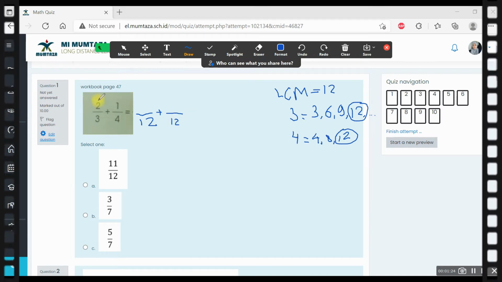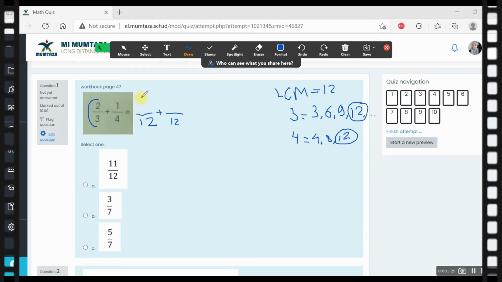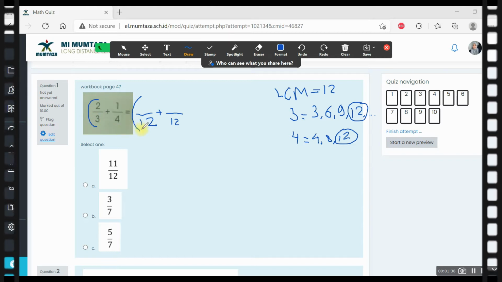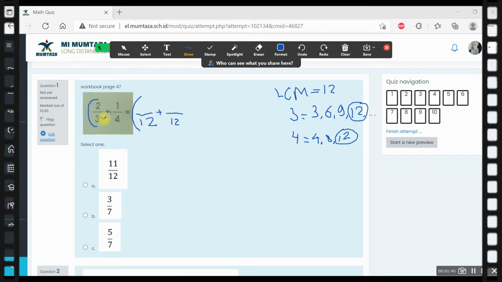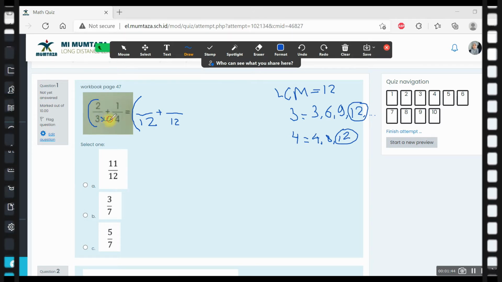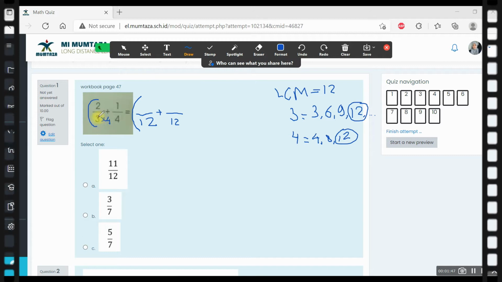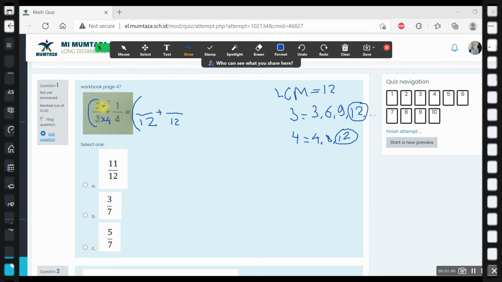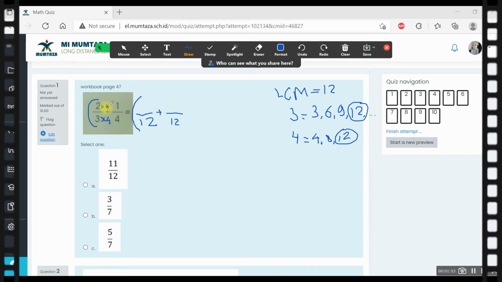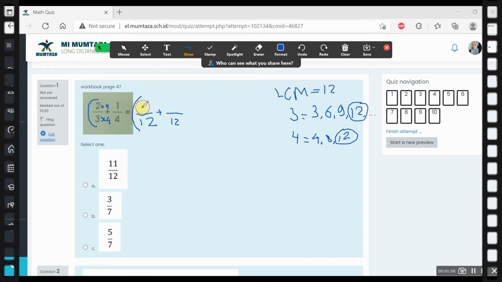Look at the first fraction, 2/3. We must find the new fraction of 2/3. Look at the bottom number, 12. 3 times what becomes 12? It means 3 times 4 becomes 12. Because the bottom number is multiplied by 4, the top number must be multiplied by 4. So 2 times 4 becomes 8. We can put number 8 here.